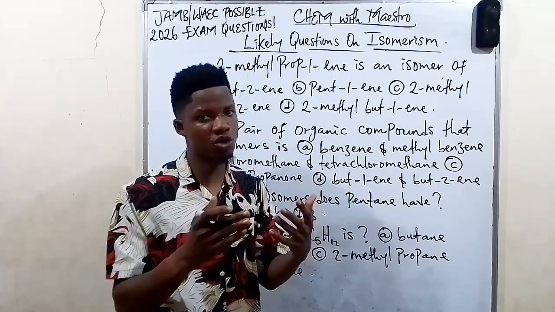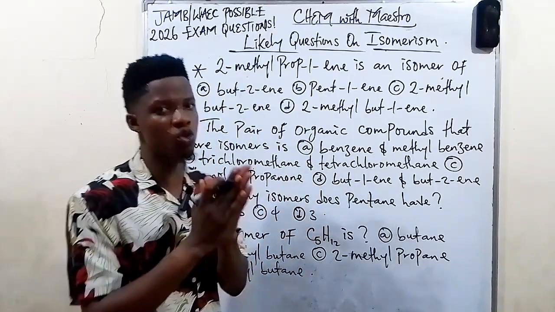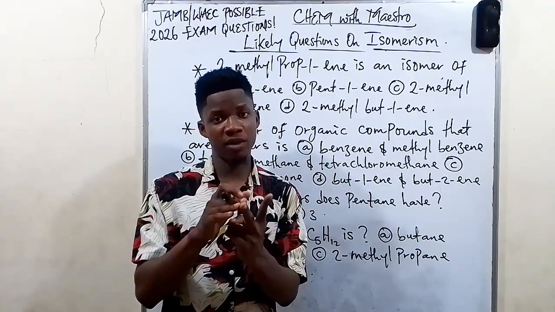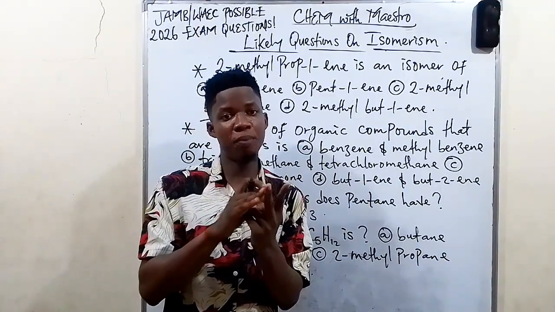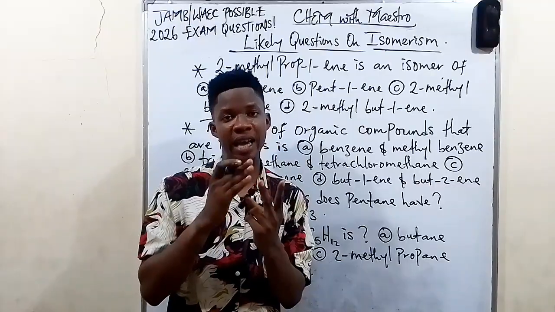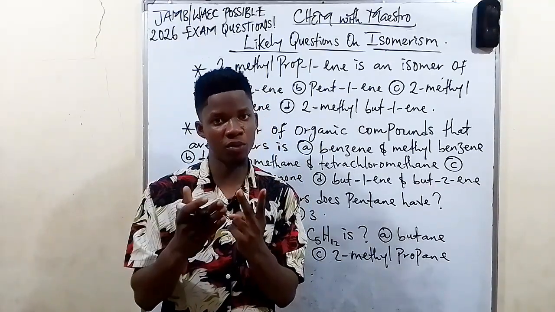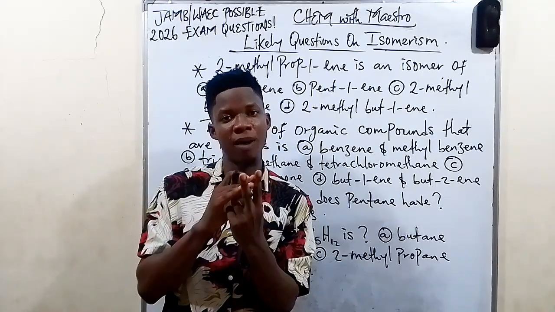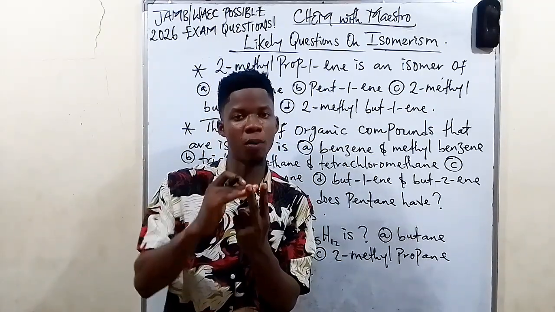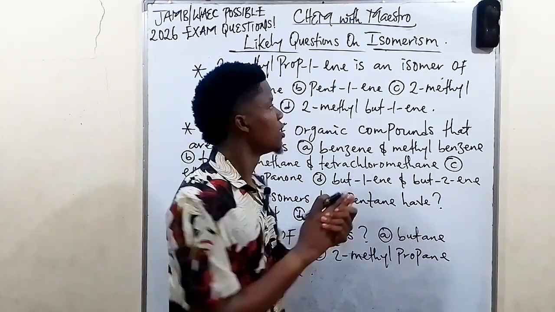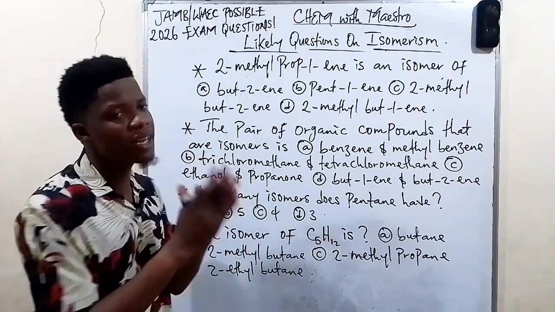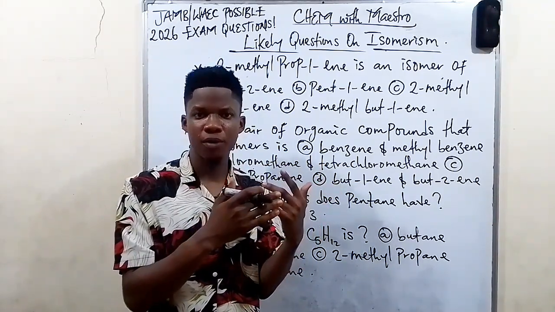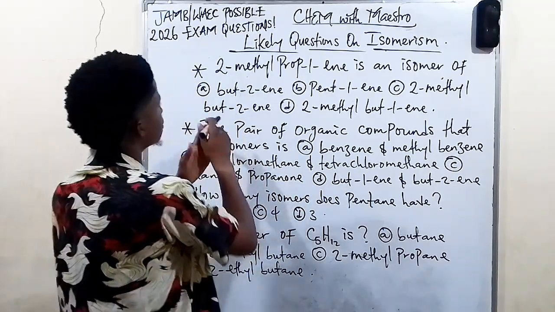The simpler version is that isomerism is a phenomenon whereby compounds possess the same number of carbon atoms but different structural formula. So when you have two different compounds, those two compounds can be isomers if they have the same number of carbons. Our attention is on how many carbons we have. Look at this question.